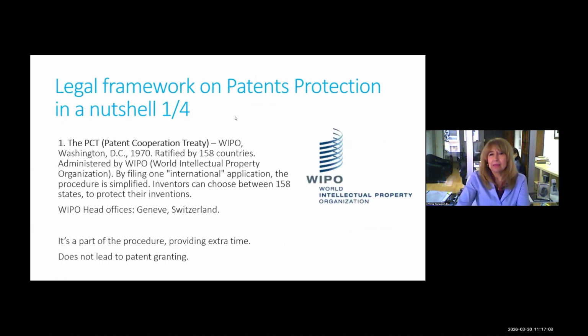So, just a few words about these institutions. The PCT cooperation treaty and the institutions and the legal framework, okay? The PCT is the Patent Cooperation Treaty. It was signed in the 1970s, ratified by 158 countries until today. It is administered by WIPO. By filing one international application, the procedure is simplified. Inventors can choose between 158 states to protect their invention just by filing one international application.